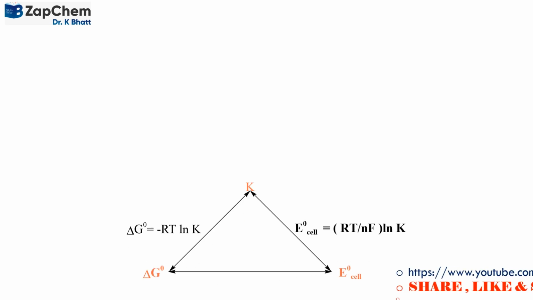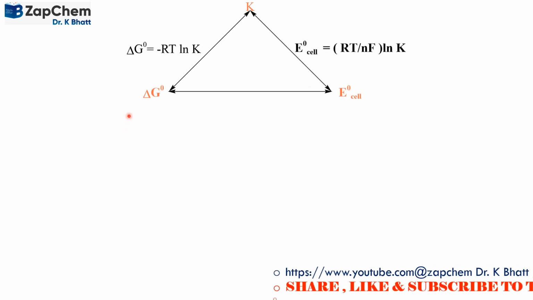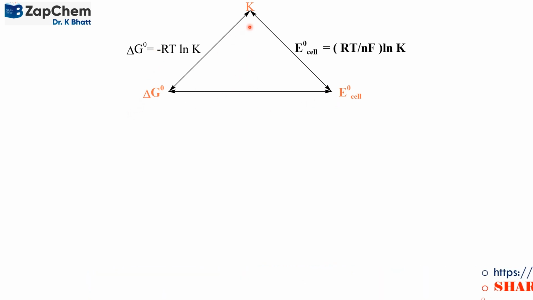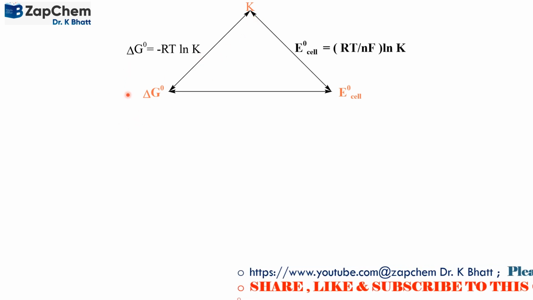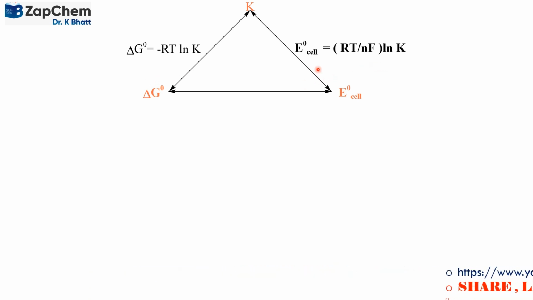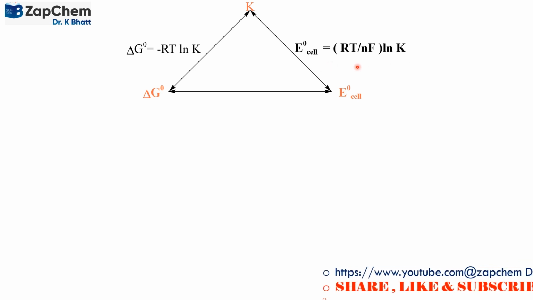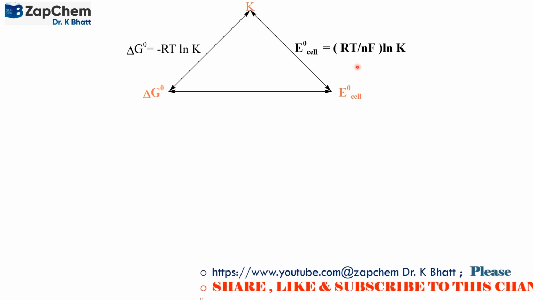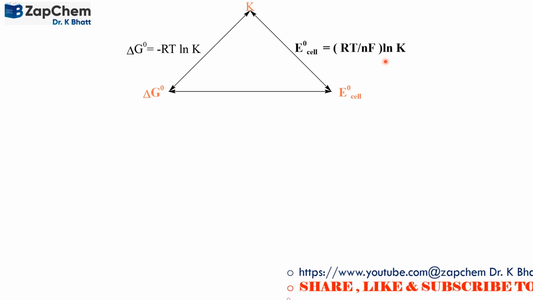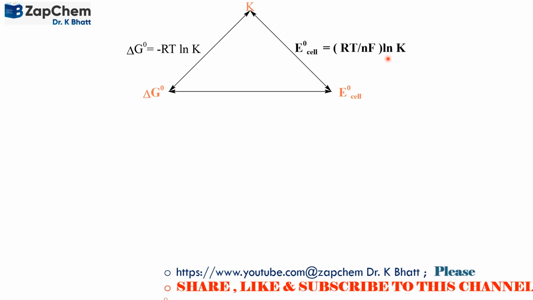Then we need to go through the outcome of these changes: the reaction's delta G, E cell, and also the equilibrium constant K. Here delta G naught is equal to minus RT ln K, K being of course the equilibrium constant Kc, and E naught cell, just as we have taken up, is equal to RT upon nF ln K. Of course, it is represented in natural logarithm to the base e.